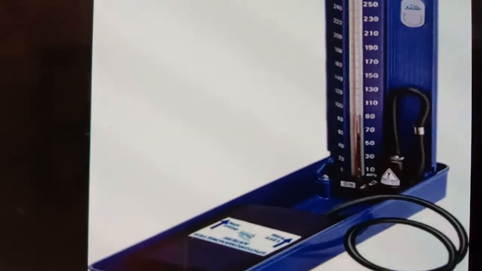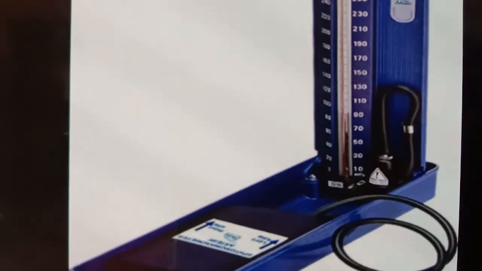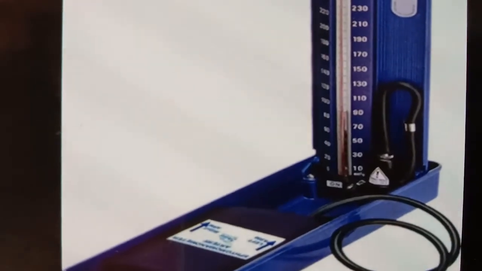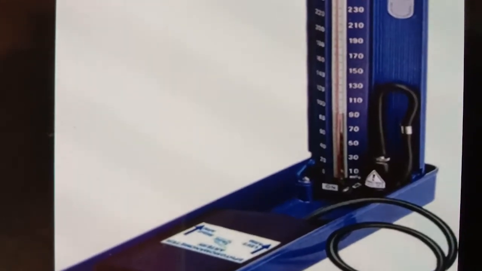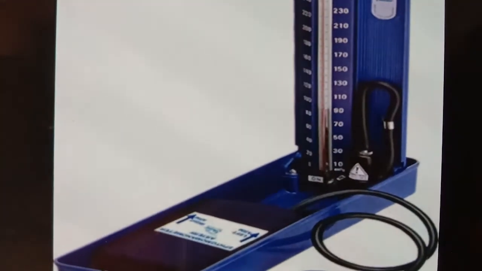So what is this? This is a clinical instrument used to measure blood pressure. This is used for measuring blood pressure. So that is the sphygmomanometer.